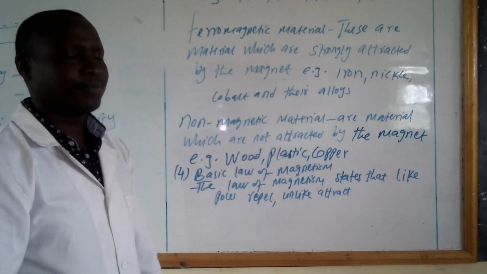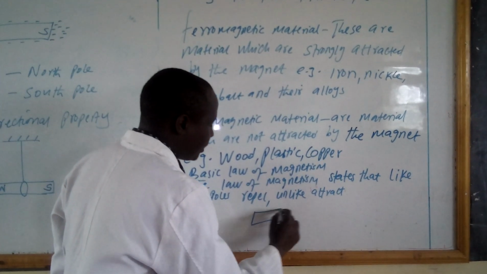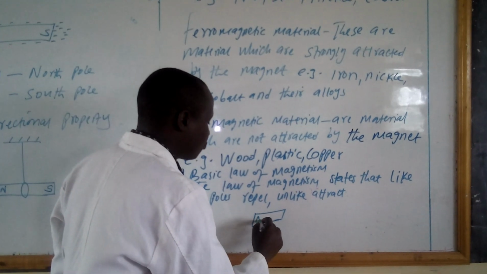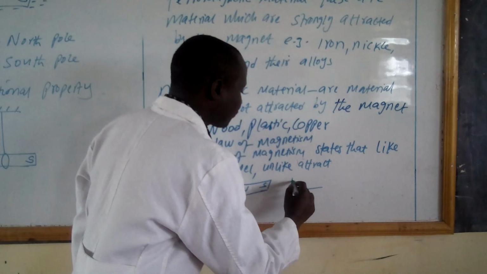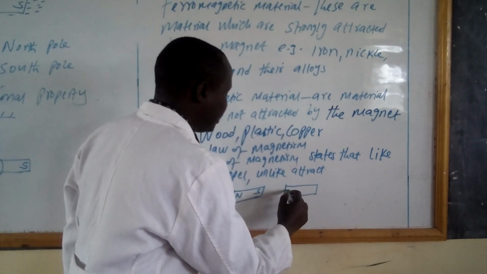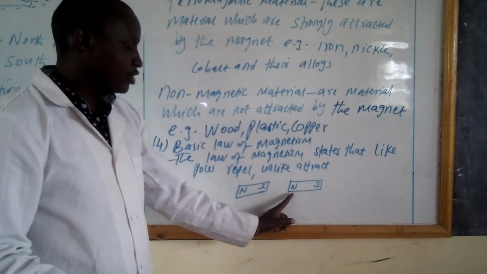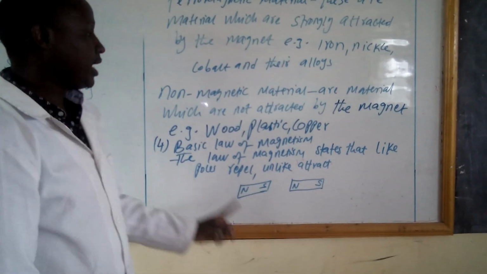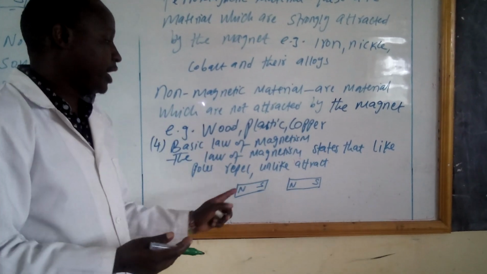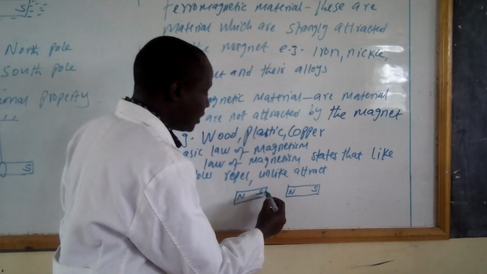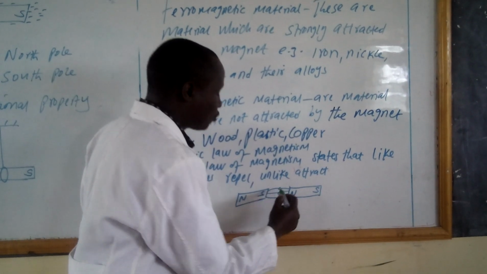What is the meaning of that? That means now, if we have, for example, a bar magnet, this one to be North Pole and South Pole. If we have the other magnet here, this one to be North Pole and this one is South Pole. This South Pole and this North Pole are unlike poles. And then the law of magnetism says that if they are unlike poles, they will attract. So then there will be attraction here. We find this one attracting the other. That one is what we have.